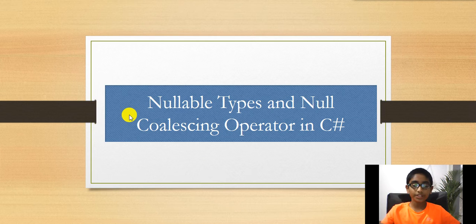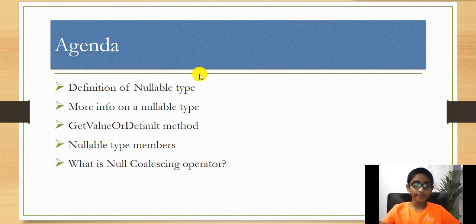Everybody. In this video, you will be learning about nullable types and the null coalescing operator in C#. The agenda of my video will be the definition of nullable type, more information on a nullable type, the GetValueOrDefault method, nullable type members, and what is the null coalescing operator. So let's get straight to it.